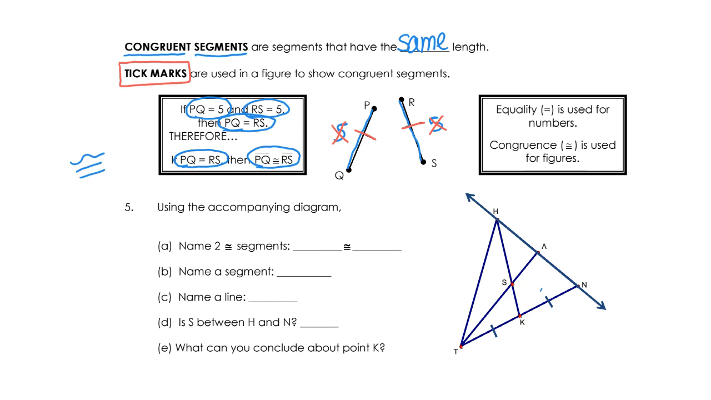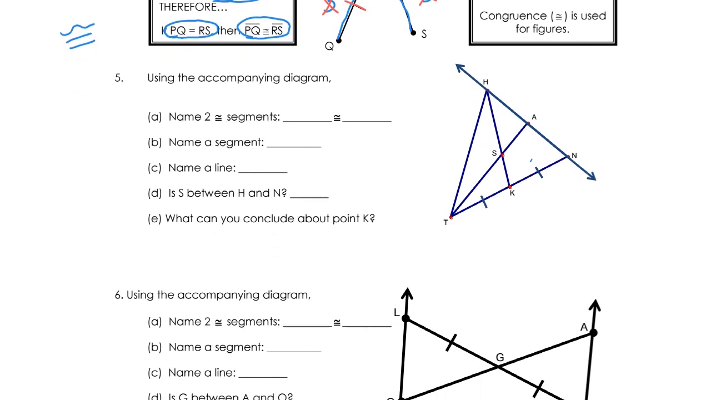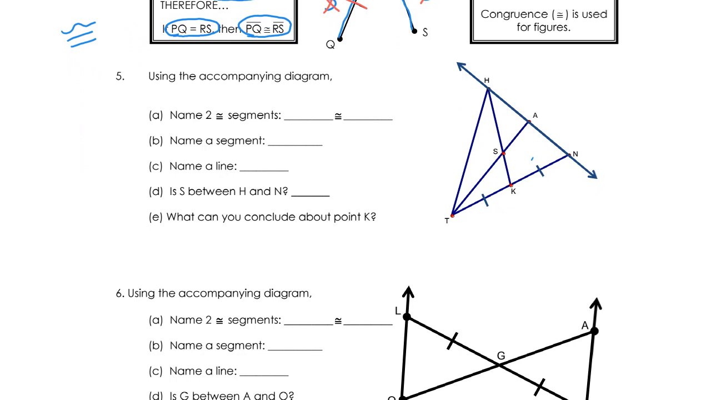So coming down here in number 5, we're given a picture and we are asked to name two congruent segments. So we're not going to whip out our ruler or anything like that. We're just going to simply look at the picture and see these little tick marks here. This tick mark here, if we look to the left, we see the letter T. We look to the right, we see the letter K. Therefore, this tick mark is on segment TK. And TK is therefore one of our congruent segments.